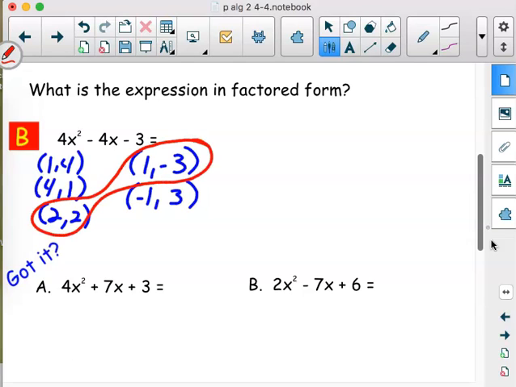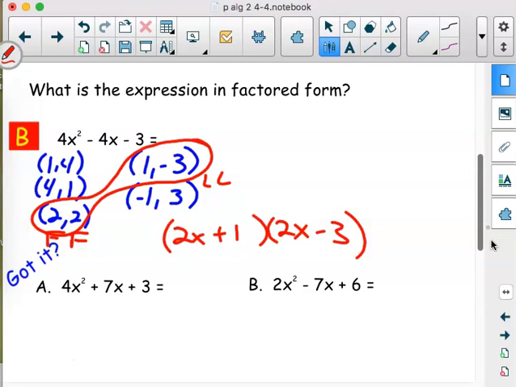Outside times outside is -6. Inside times inside is +2. -6 plus 2 is -4, which is what we needed in the middle. So now be careful when you're writing your answer. And remember how we got these numbers. This was first times first, so 2x in both of those spots. And this was last times last, and the order matters, so the +1 and the -3.